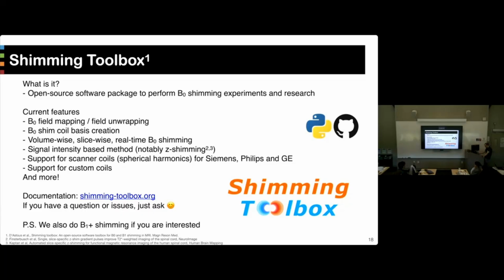We also support custom coils and much more in the ecosystem. If you're interested, I've put the link on there. We have some documentation to get you started, some examples, so that you can start doing it as easily as possible. As a side note, we also have B1 Plus shimming in there if you're interested in that. And if you have any questions or any issues, just ask on the forum or ask on GitHub.